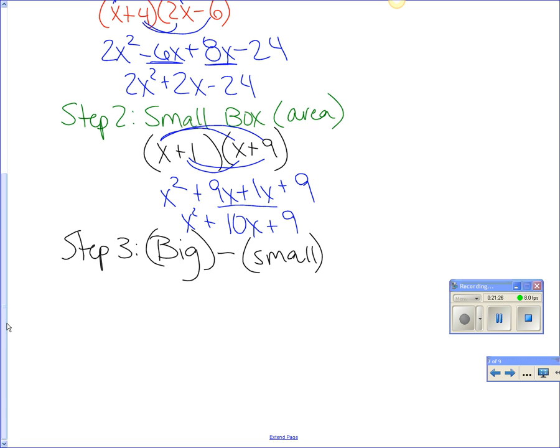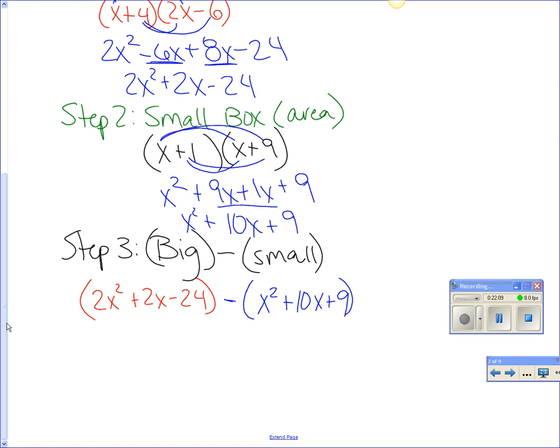Okay? So my big box, I'm going back up to here. It's 2x squared plus 2x minus 24. That's my big box. Put a minus in between them. And then the small box was right here. X squared plus 10x plus 9. Okay? Please write the steps so you can have that to look at, the words.